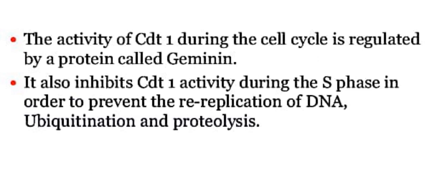The activity of CDT1 during the cell cycle is regulated by a protein called geminin. It also inhibits CDT1 activity during this phase in order to prevent the re-replication of DNA, through ubiquitination and proteolysis.